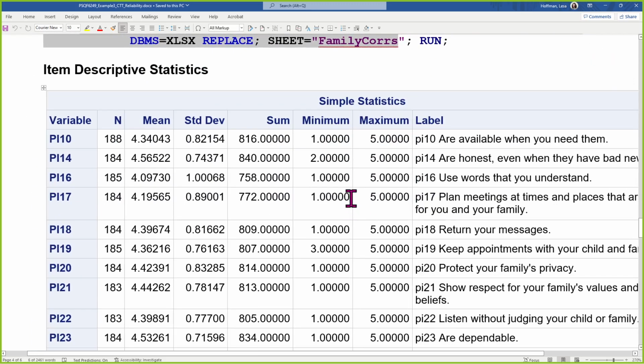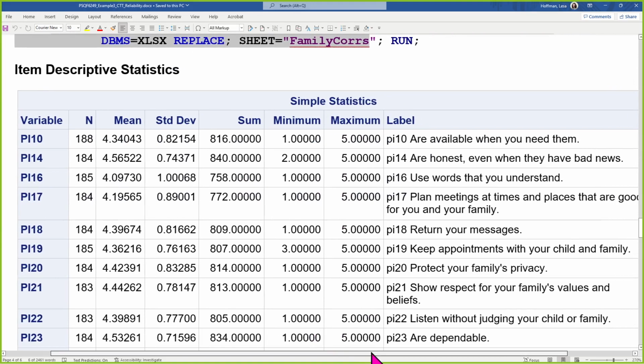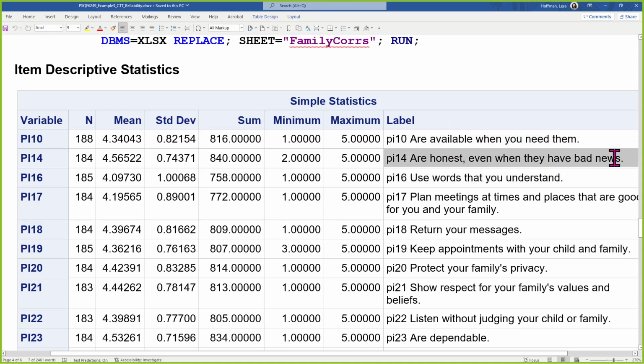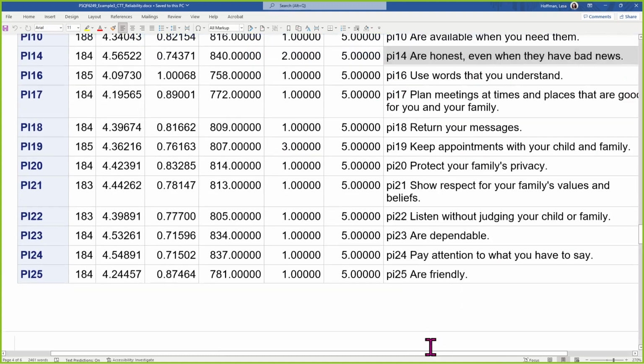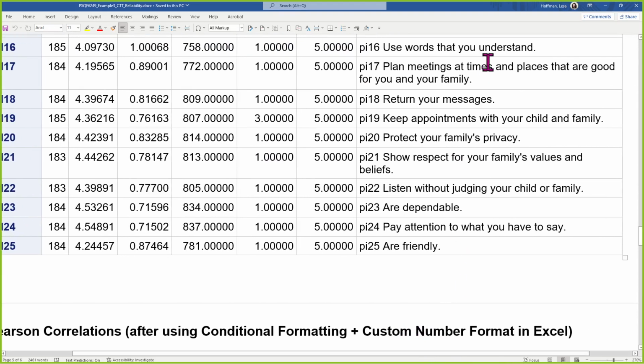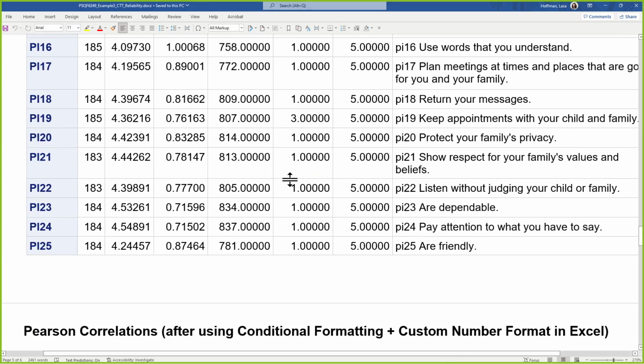So here are the other items. This is the parent subscale, and it's all about how the care provider for the child with disabilities relates to the parent. So we have "are available when you need them" and "are honest when they have bad news" as the two items from before that got moved to this scale, and here's the rest of them. Use words that you understand, plan meetings at times and places that are good, return your messages, keep appointments, protect your family's privacy, show respect for your family's values, listen without judging, dependable, pay attention, and friendly. So these are all desirable characteristics of a care provider.